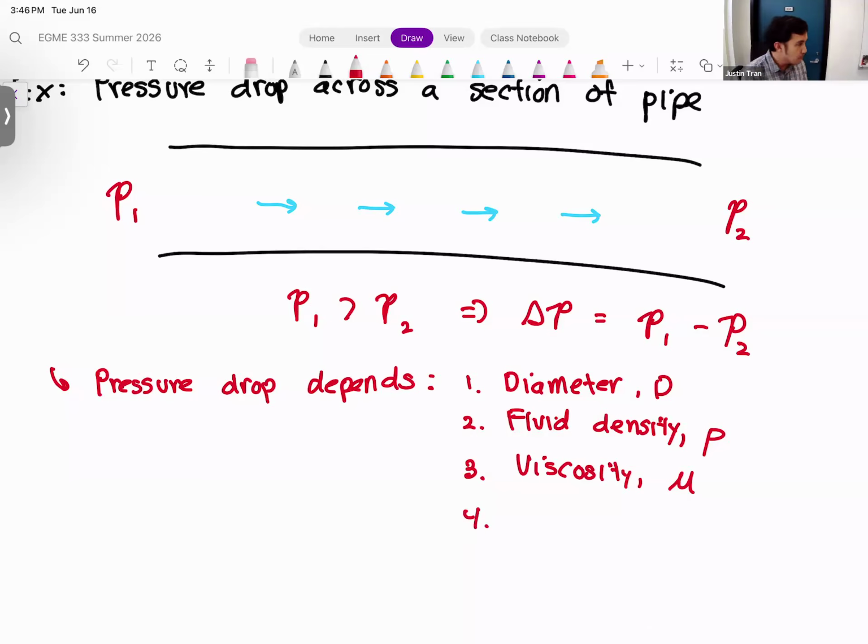Next is the fluid viscosity, right? So that's going to affect the pressure drop as well. Right, and also the velocity as well, right? So if you have a faster flow, slower flow, that's going to affect the pressure drop as well.